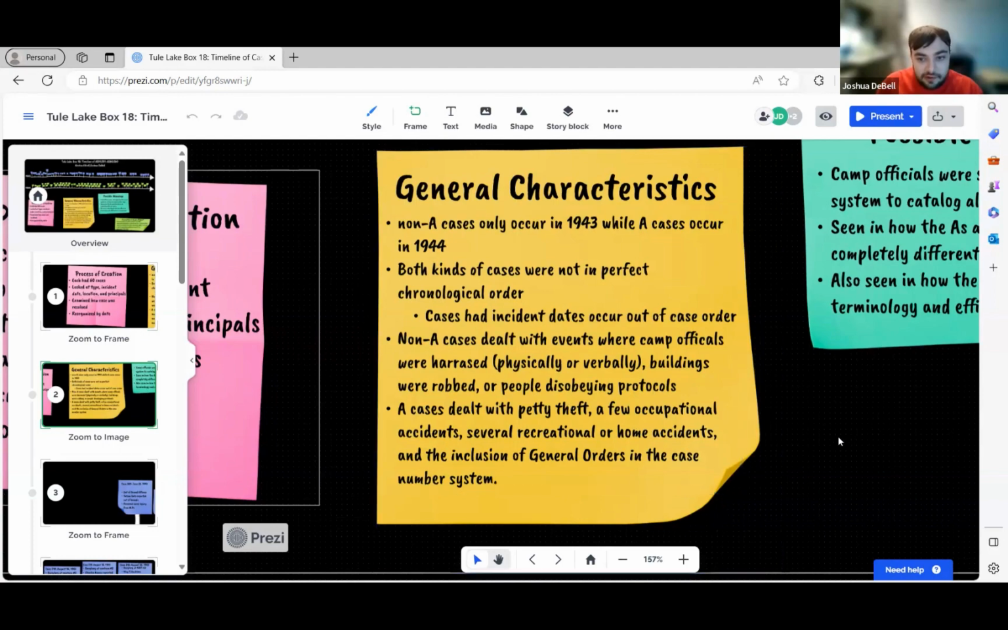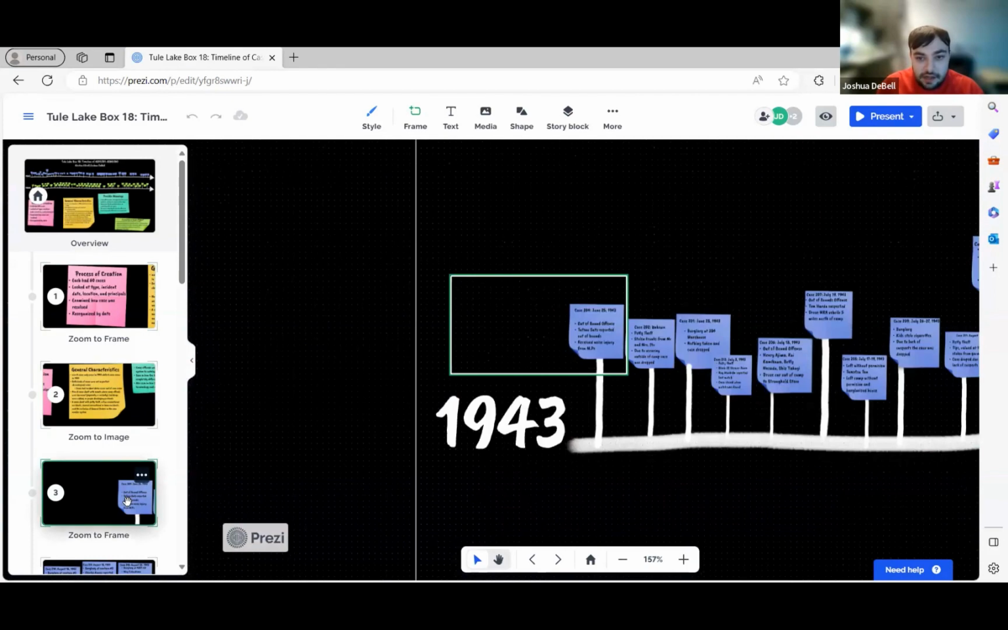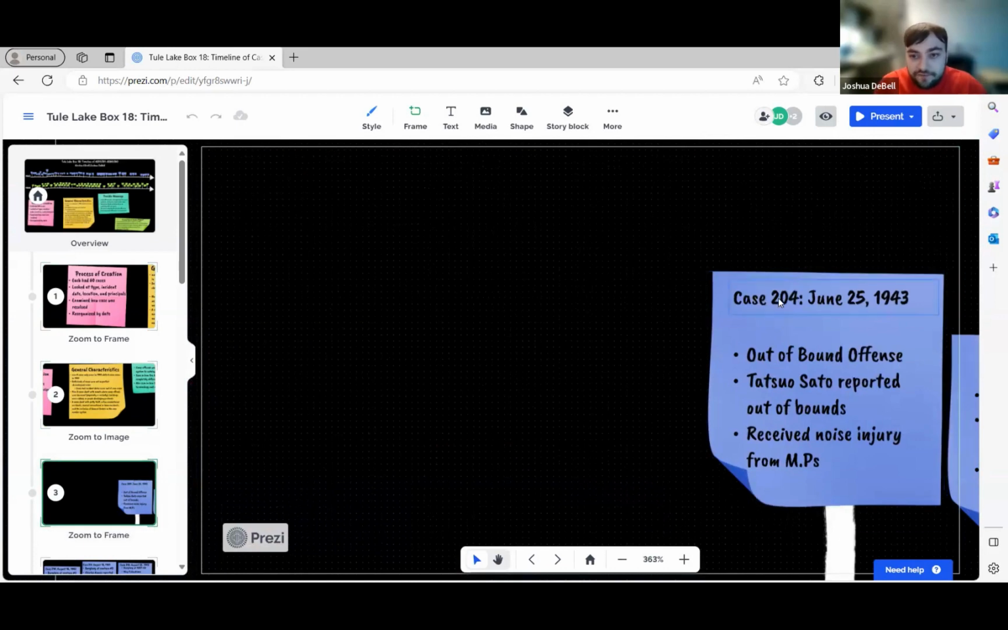So, an example of that for the ones that I found was case 204, which is one of the earliest, occurring on June 25th, 1943, and it was an out of bounds offense. It dealt with Tetsu Sato, who was reported out of bounds, and he was spotted by a WRA official slash internal security officer who was patrolling and found him near the north side of the camp. His claim was that he was walking home from a friend's block, but got lost.